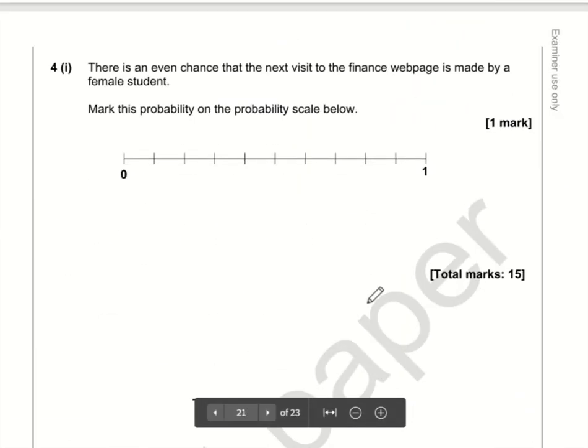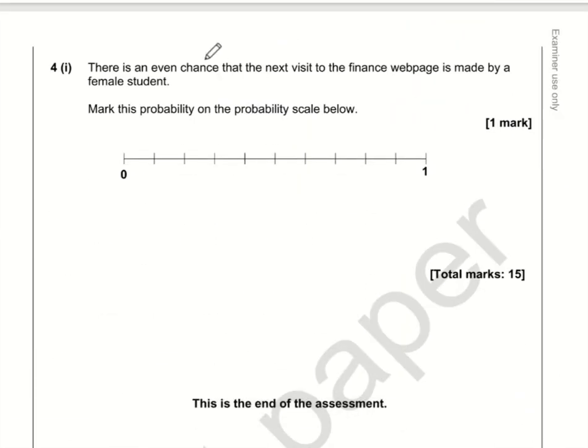Okay, and for part I, there is an even chance. If it's an even chance, that's a 50% chance. So the probability is 50%, or 1/2, or 0.5. If this is a scale of 0 to 1, we just need to find 1/2. So 1, 2, 3, 4, 5, 6, 7, 8, 9, 10. I had a feeling it would be cut into 10. So halfway along would be 5. So 1, 2, 3, 4, 5. So that is the probability. We can see it's halfway along the line. And there we go. That is the end of this assessment.